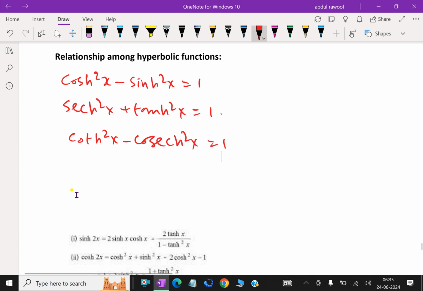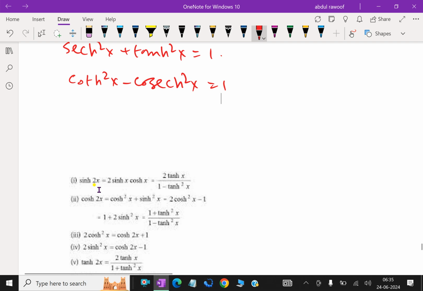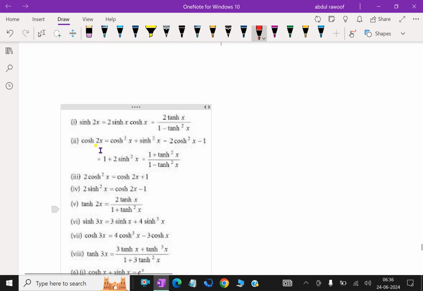From these identities, further we can develop sinh 2x equal to 2 sinh x cosh x, that is further equal to 2 tanh x over 1 plus tanh squared x. How to get it? We use the sin (a plus b) formula. From that we are getting other identities also, like cosh 2x equal cosh squared x plus sinh squared x. From that we can get these identities also.